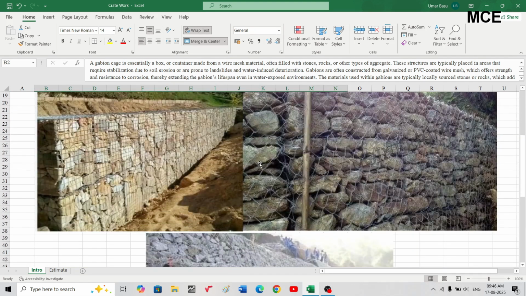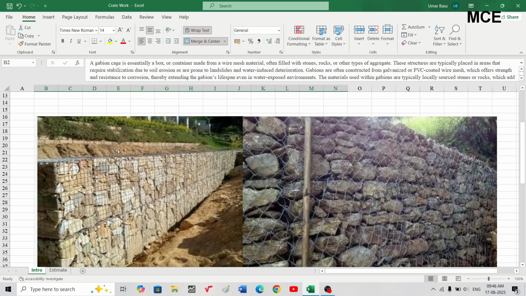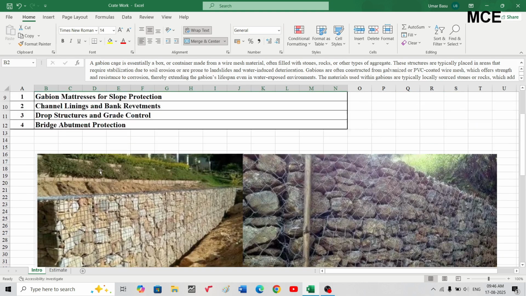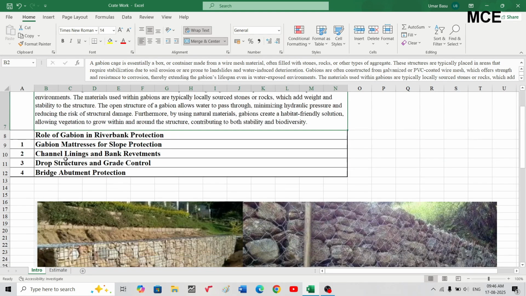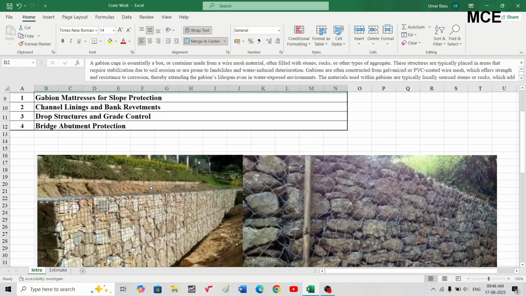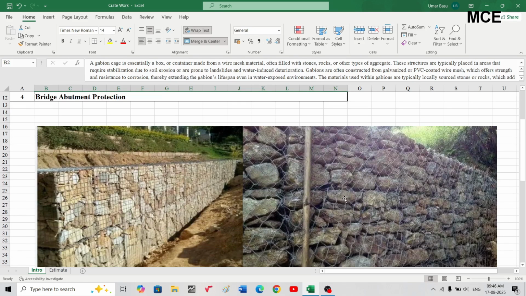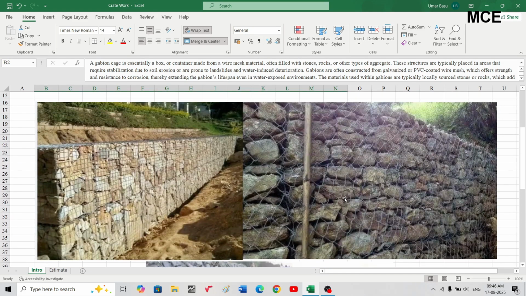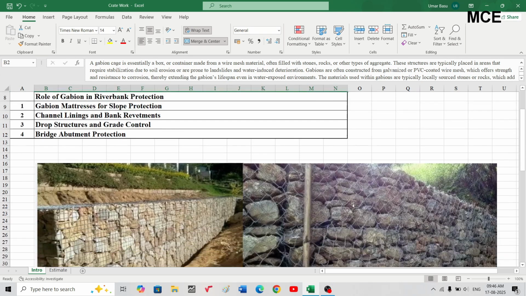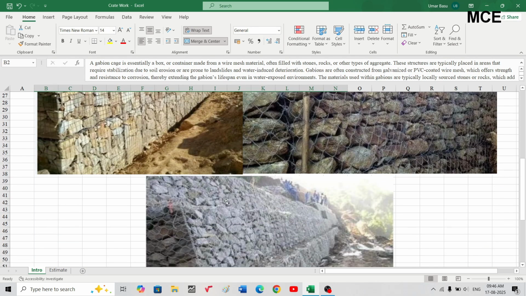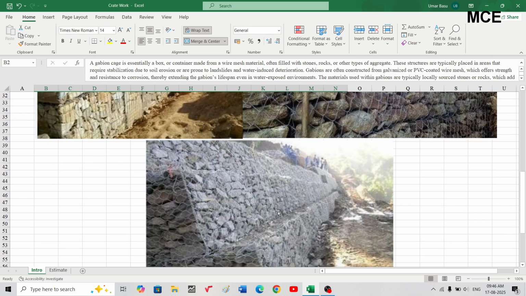You can see the images of gabion walls. This gabion wall is used for channel lining. The second one is used as a bridge abutment protection, and this one is used for river protection work.